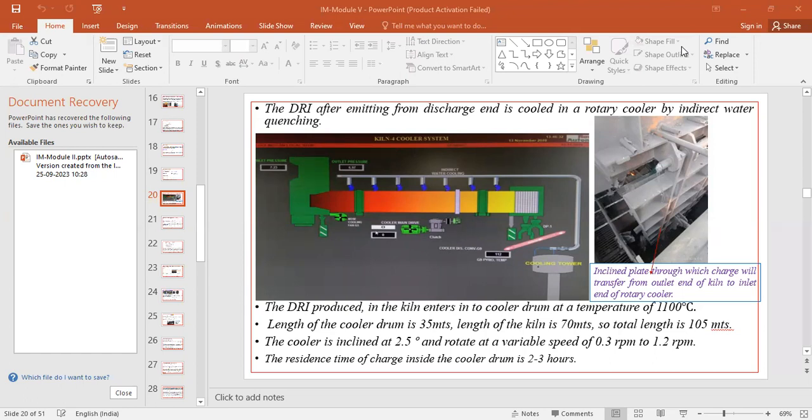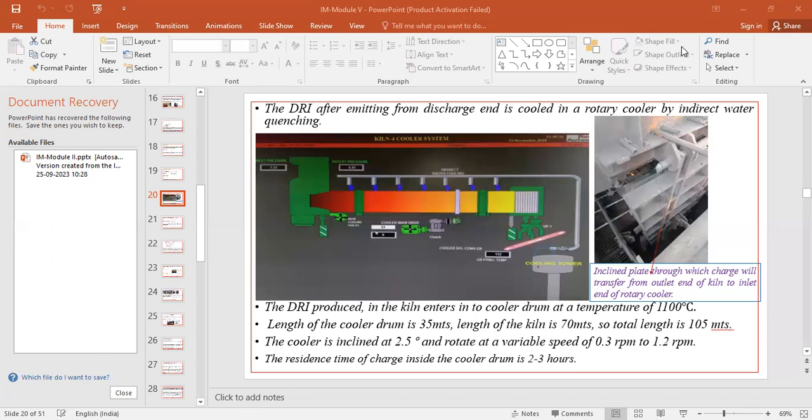That is one reason. The second thing is that you cannot transfer high temperature material through any conveyor belts because the belts will get burnt off. So we need to bring down this hot DRI to room temperature so that we can avoid reoxidation, as well as easily transfer this DRI from one place to another on the conveyor belts.